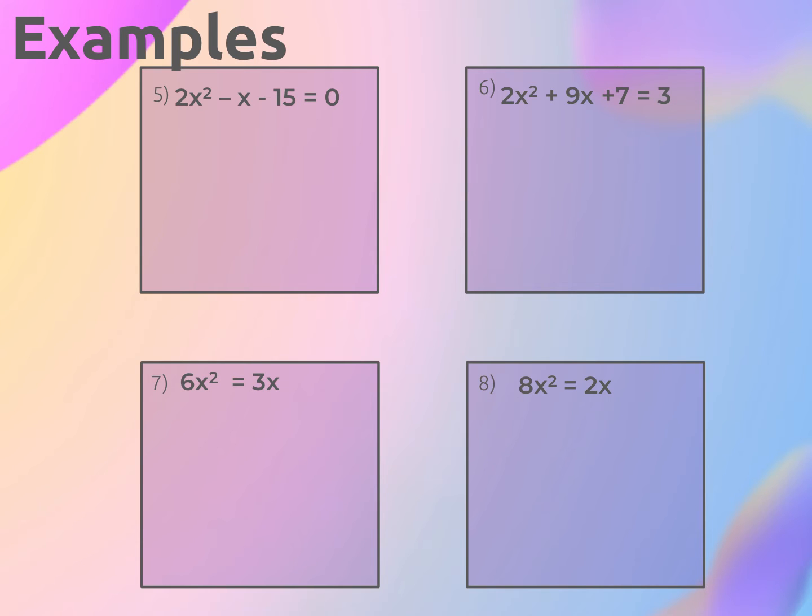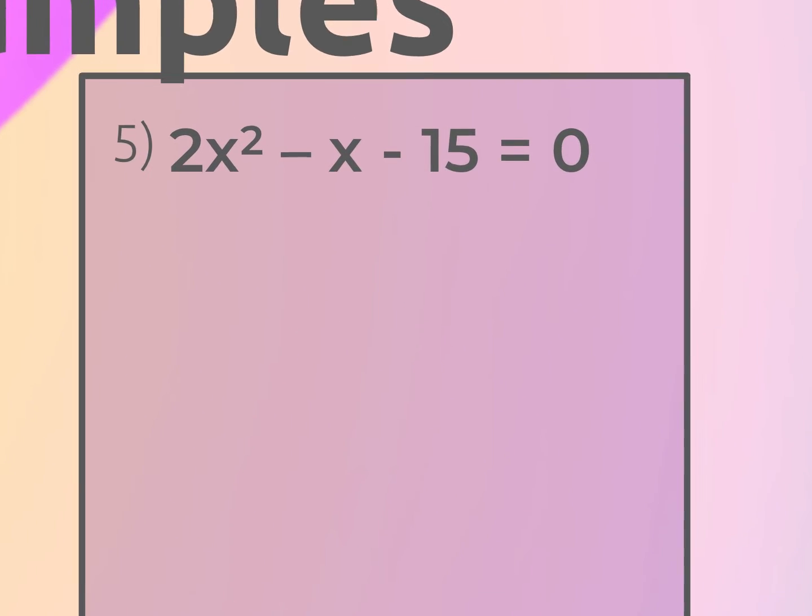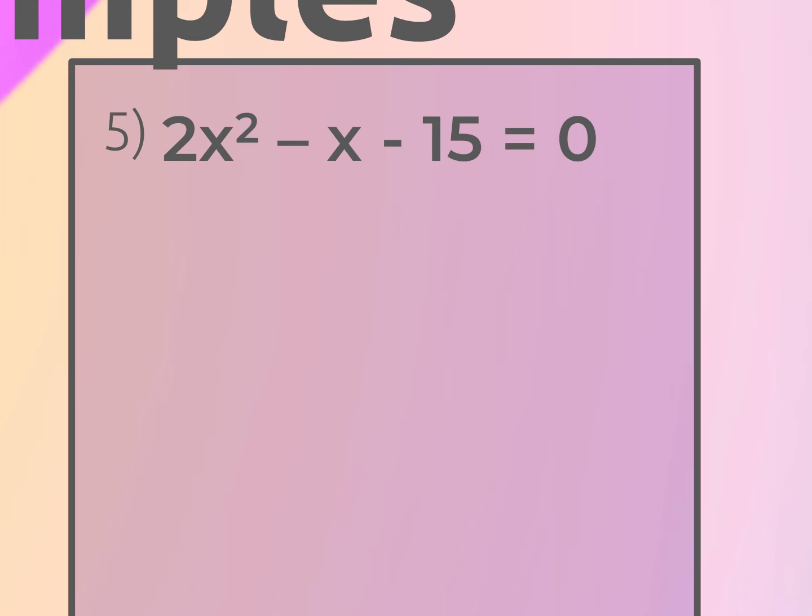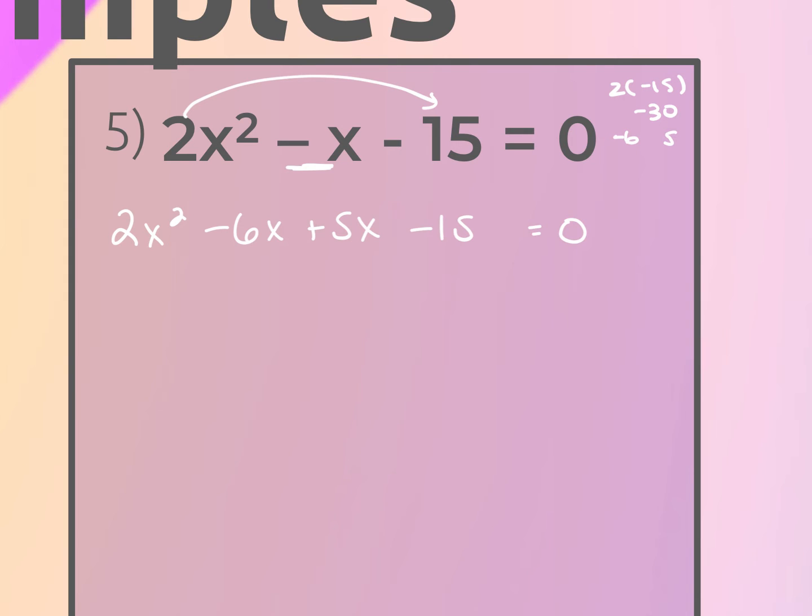All right, 5 is now what? First and last, or trial and error, but there's a term at the front now, right? So 2 times negative 15 is negative 30. What are the factors of negative 30 that sum to negative 1? Negative 6, positive 5, good. Replace the middle term with those. And then factor by grouping.